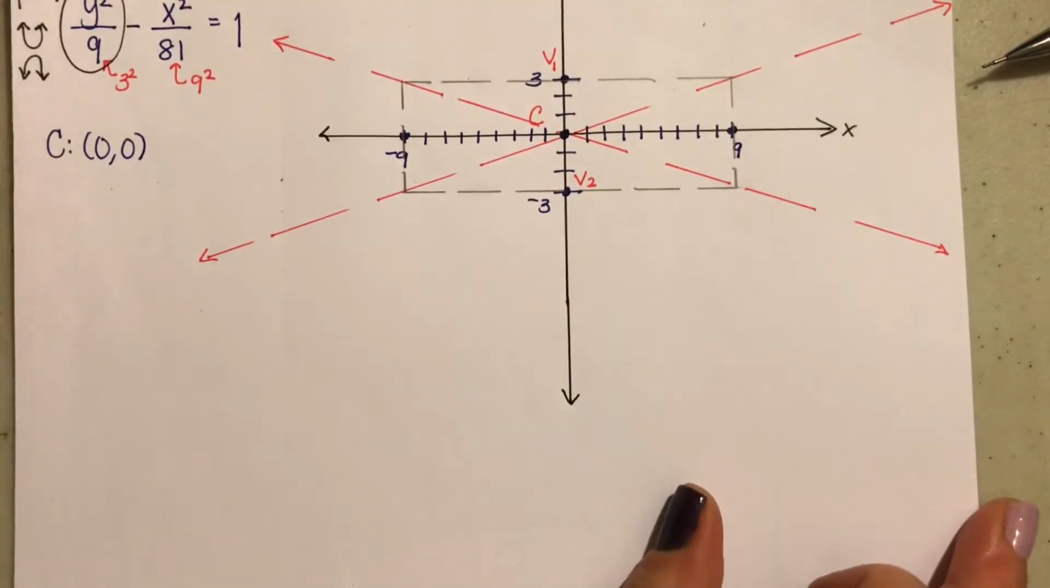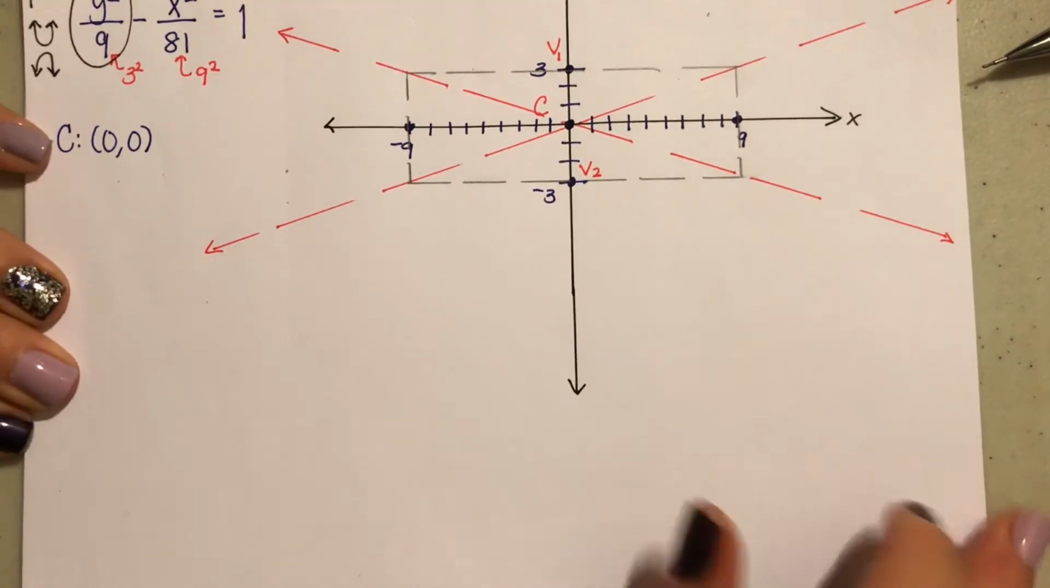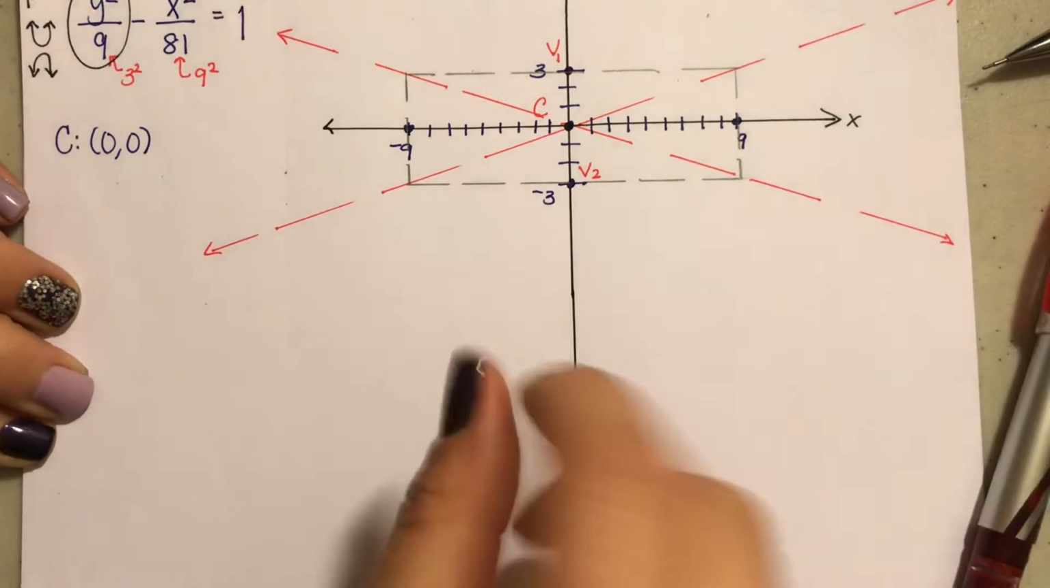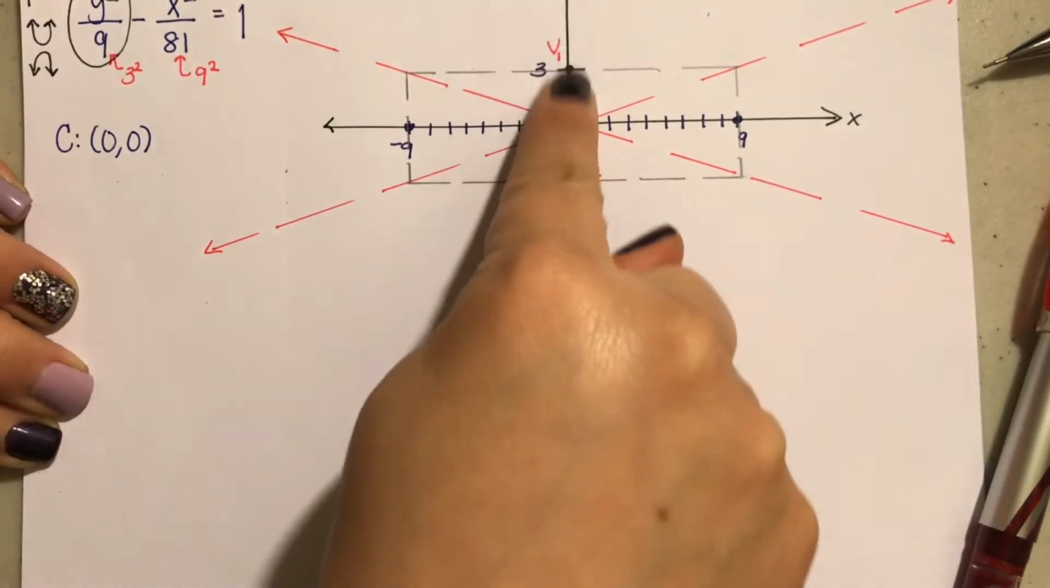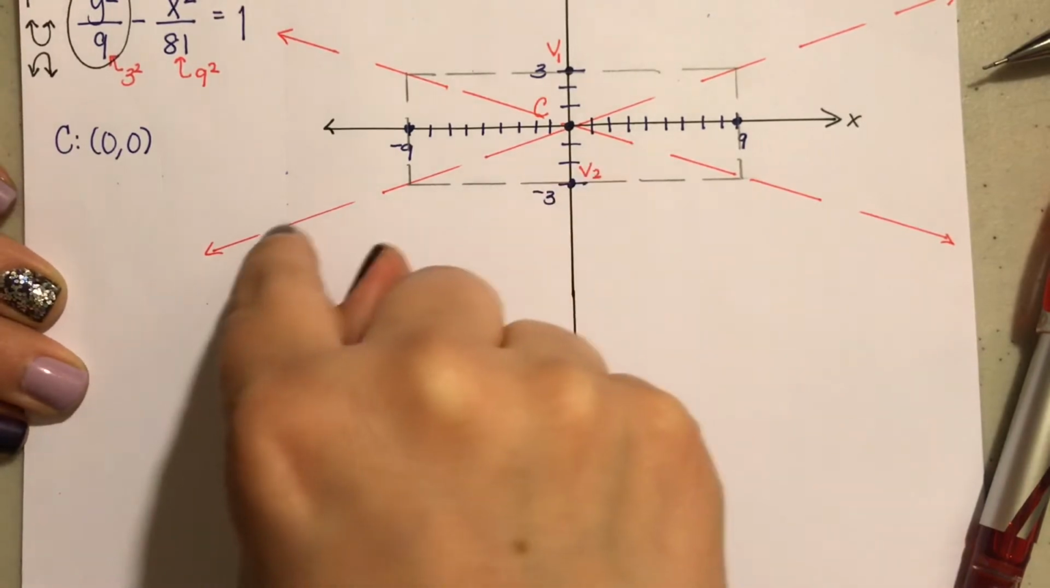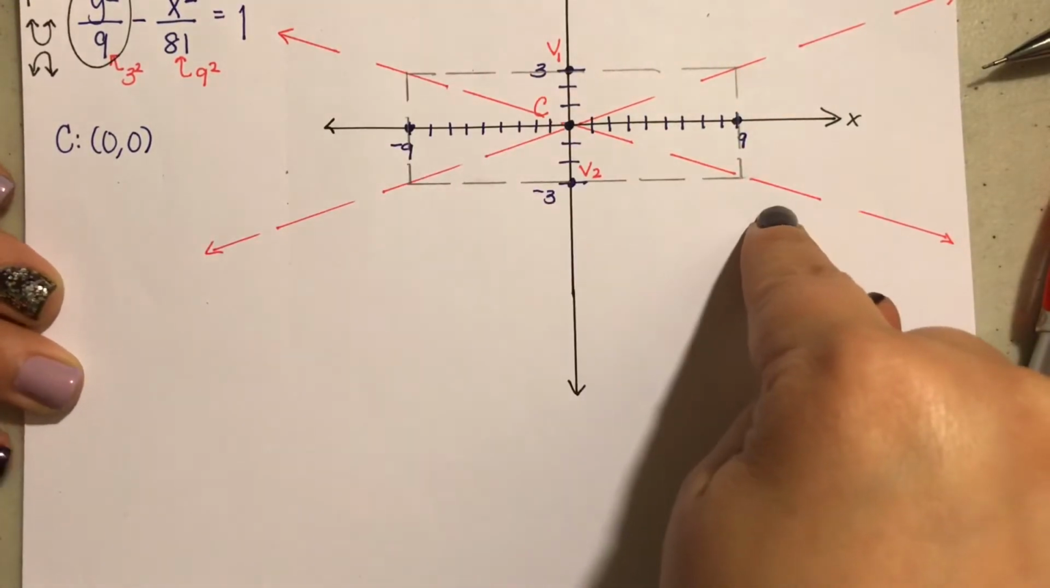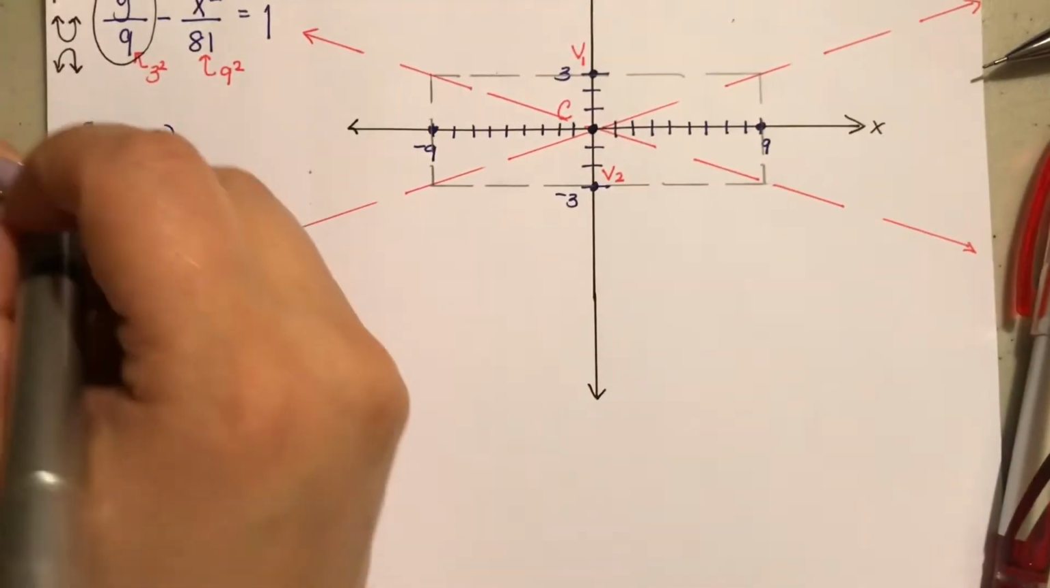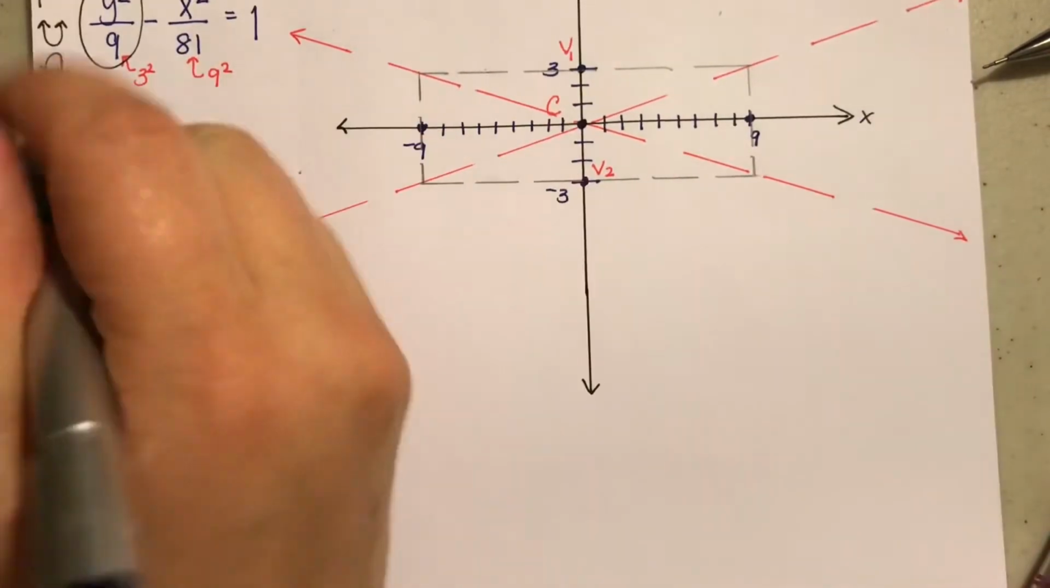So what are some of the pieces of this that we need to put together? Well, we need to find the location of the foci. We at least know they'll be here because they'll line up with the vertices, right? And then we need to find the equations of these two right here. Before I forget, I'm going to write out the value of the vertices.